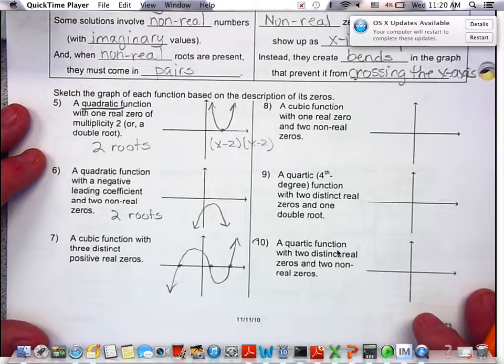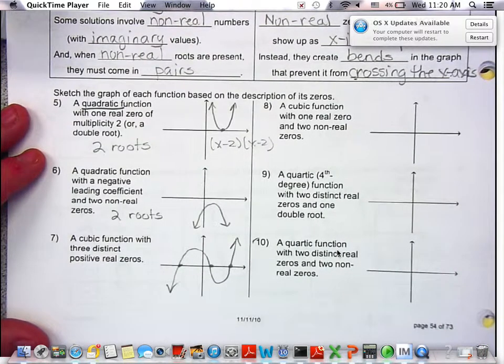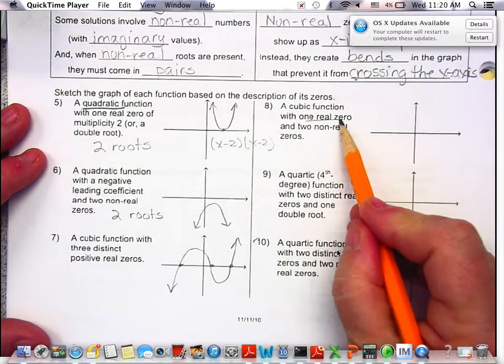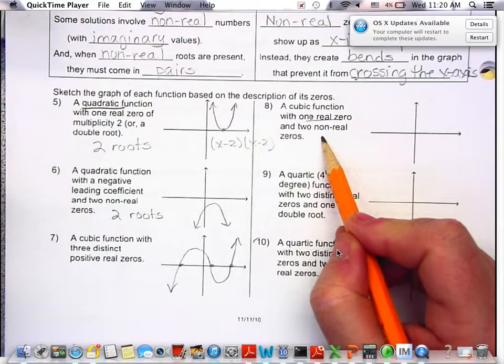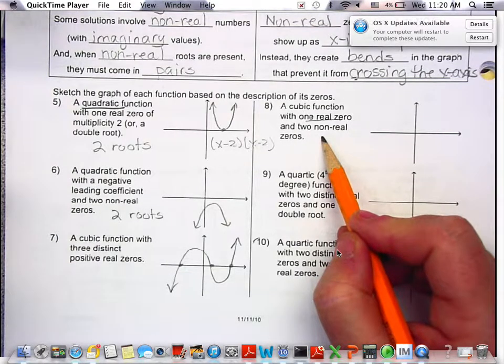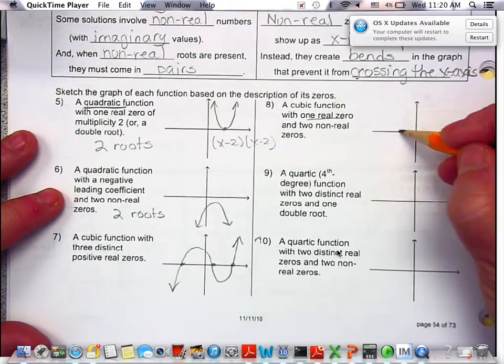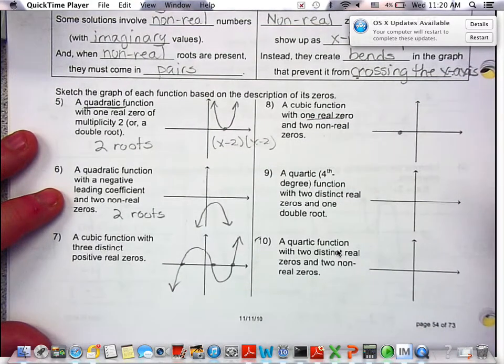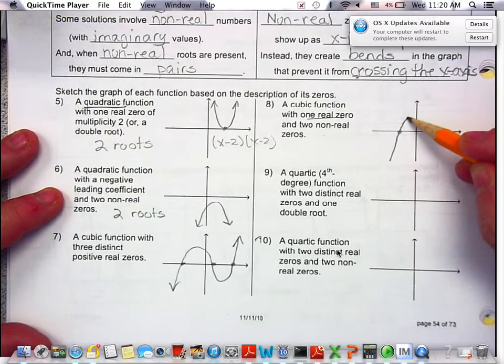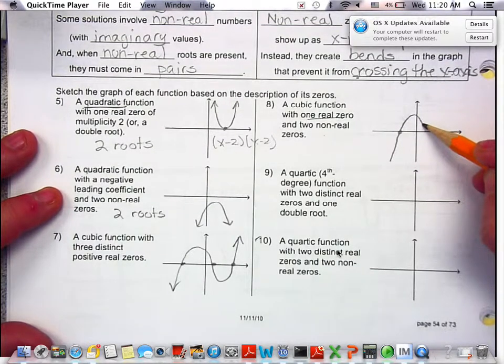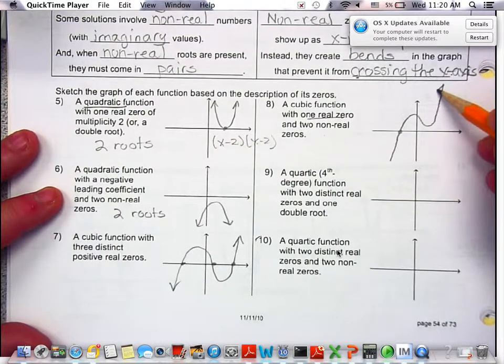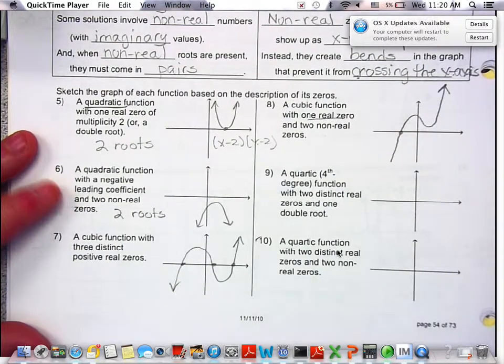Okay, a cubic function with 1 real zero and 2 non-real zeros. Now it's got to cross it once and then not touch or cross at all, but have some bends in it, right? So how about if it crosses it here, comes up, then we're going to go back down, but it's imaginary, so we can't touch it.